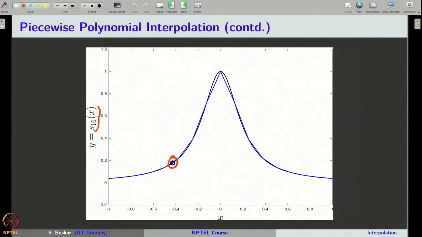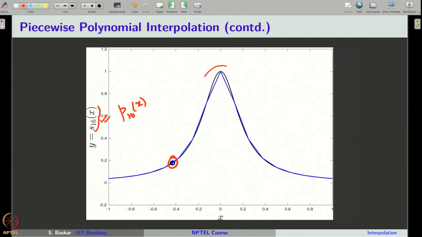If you recall, if you would have constructed P16 of x, you can go back and see it had a very poor approximation. Chebyshev gave a better approximation and suppressed the Runge phenomena significantly. Similarly, piecewise linear polynomial interpolation is also suppressing the Runge phenomena significantly.